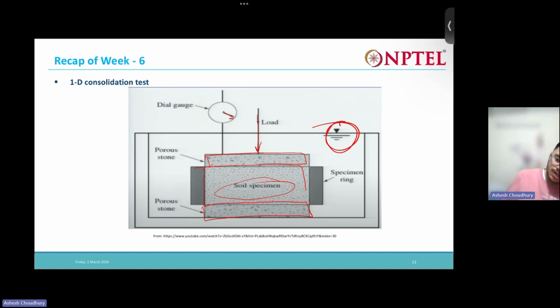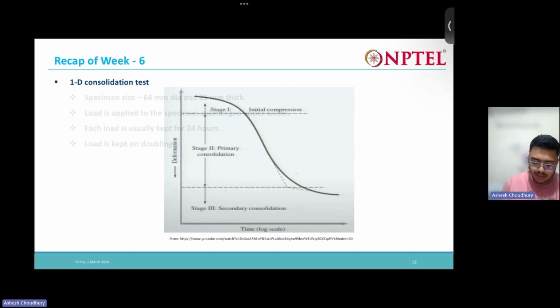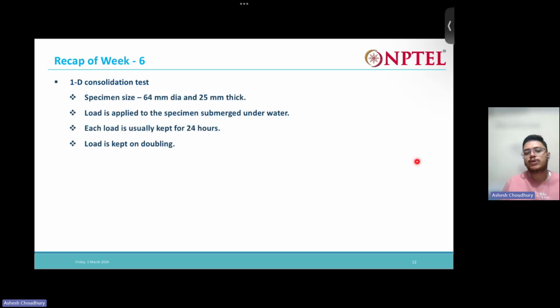So we apply the load on the soil specimen, and keep on taking the dial gauge reading at some specific interval of time. What will we get? We will solve some problems, and at that time it will be very clear. What we get, what this consolidation test helps us to find, and how we get all those things, we will see in the subsequent slides. Please have some patience.